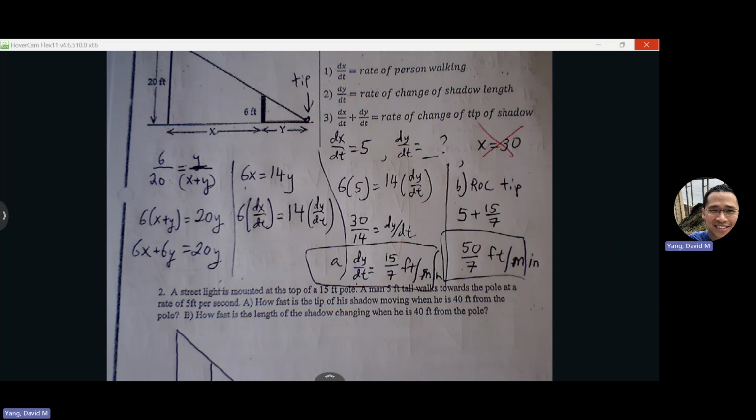So for number 2, I would solve for B before I solve for A, because B is the length of the shadow and then A is the two rates added together. So it feels a little backwards here. Number 2, I would do part B before I did part A.